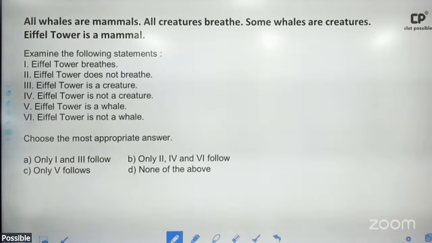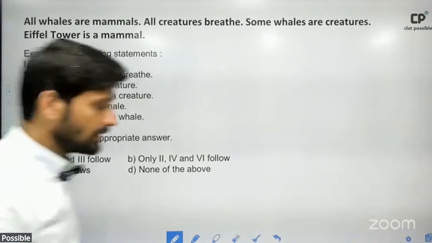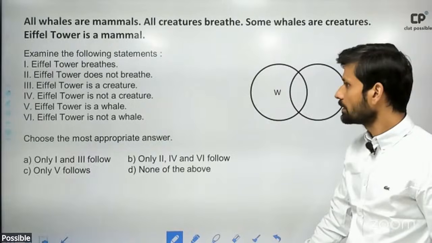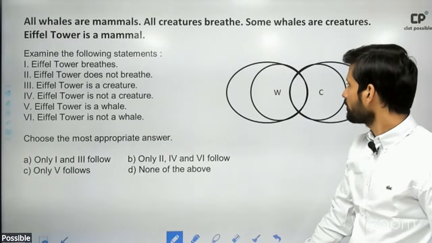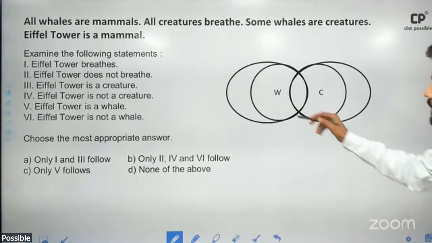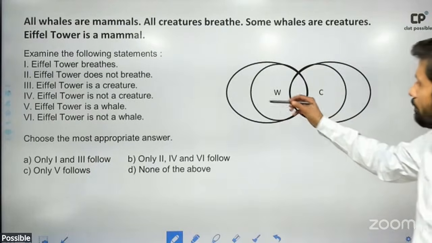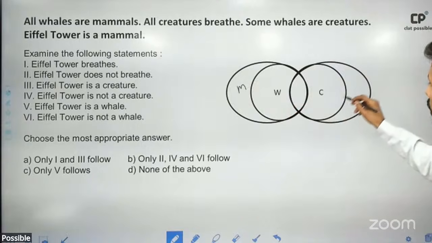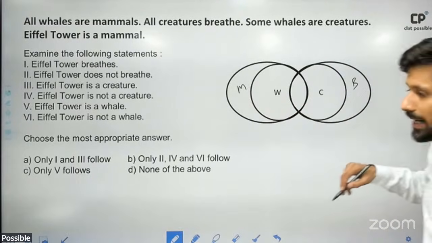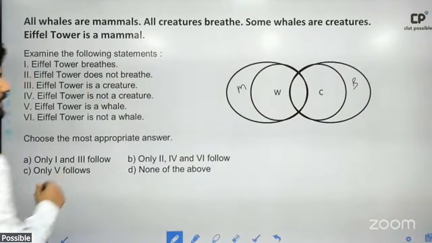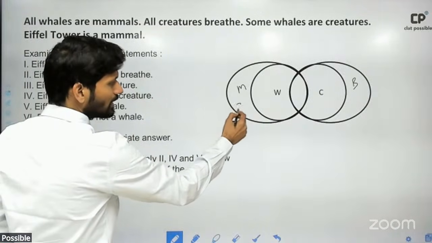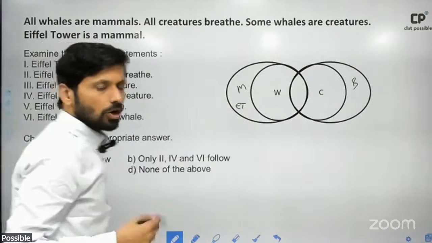All right. So we have some answers. Let's see. Okay. So the diagram remains the same, everyone. This was given: all whales are mammals and all creatures breathe, right? Now, Eiffel Tower is a mammal. So Eiffel Tower is a mammal. All we know is it is a mammal.